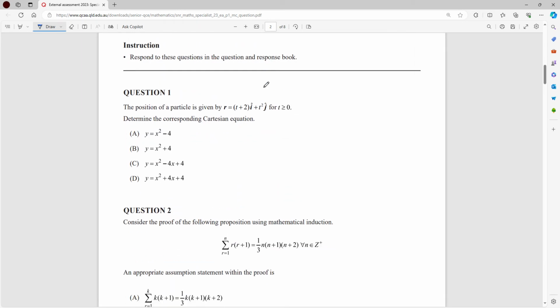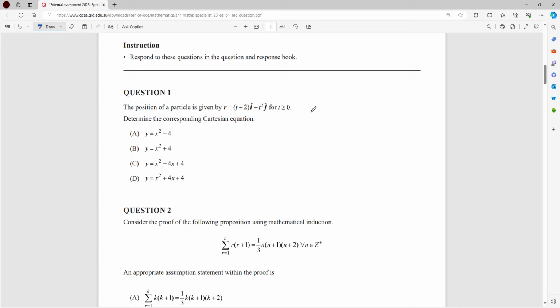The position of a particle is given by r equals (t plus 2)i plus t squared j, for t greater than 0. So this is your corresponding x coordinate and this is your corresponding y coordinate. It's a vector equation telling you the position at different points in time, well, I'm assuming it's time because I use t as the parameter. Determine the corresponding Cartesian equation. This is your vector equation for your particle, but the Cartesian equation basically eliminates the parameter you have involved. So for example, we need to get rid of this t and replace it with x and y.